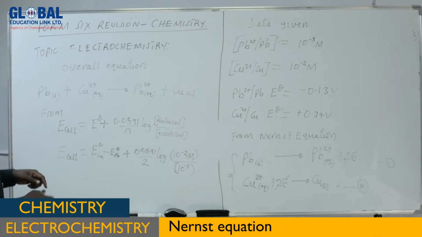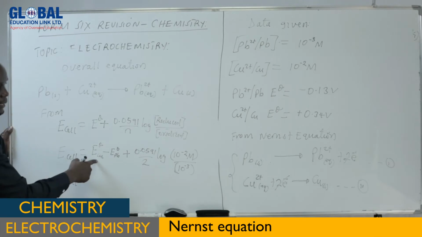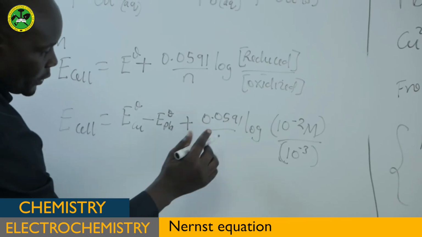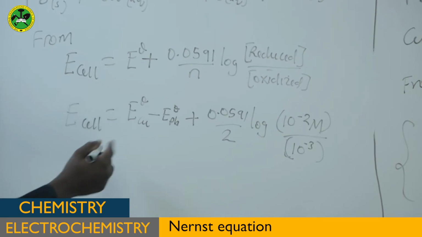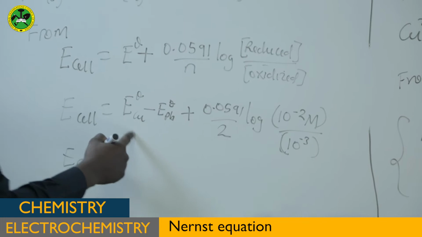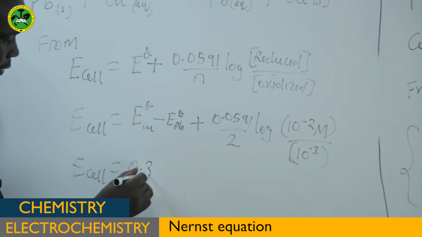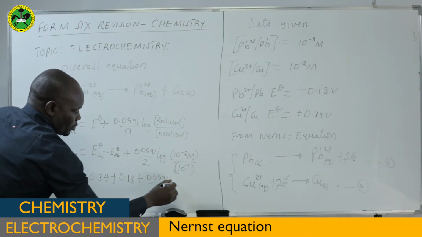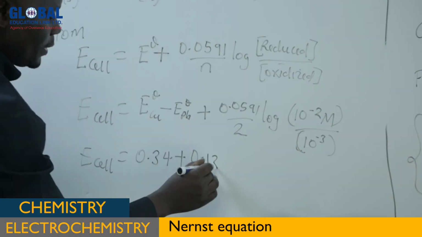Now if you use your calculator, remember that here the standard electrode potential of copper is 0.34. Then minus, so it will be plus 0.13, the standard electrode potential of lead. Then plus 0.0591 over 2, then times log of this one. If we divide, you'll get 10.